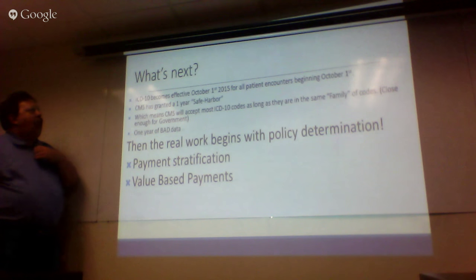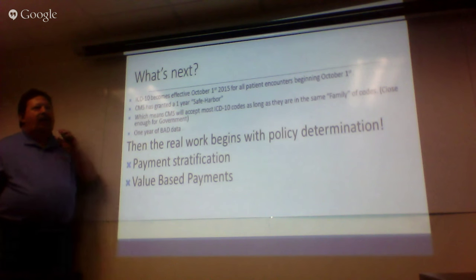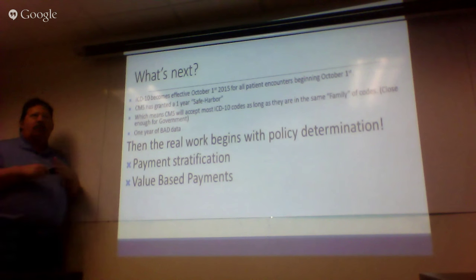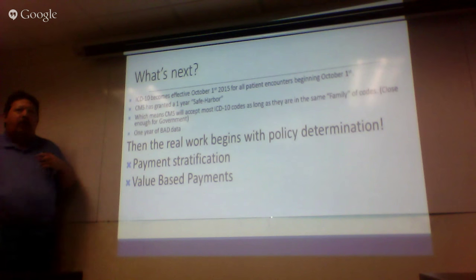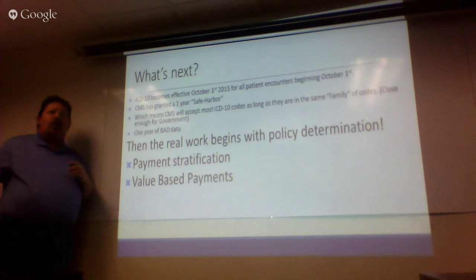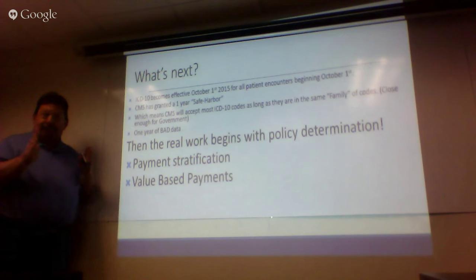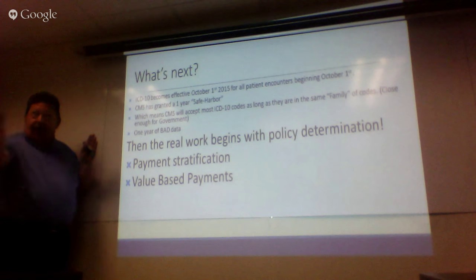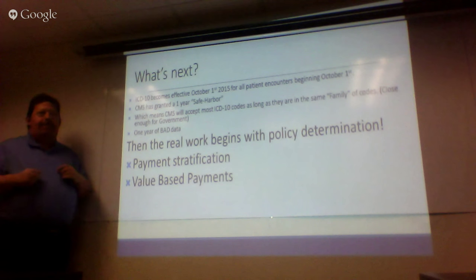So what's next? Well, October 1st, 2015, all patient encounters have to submit ICD-10 codes as of October 1st, except workers' comp. CMS, however, recently has granted what's called safe harbor. It's a get out of jail free card. CMS says, well, because you've all been belly aching for the last 3 years and you're all belly aching again, here's what we're going to do. As long as your code is close to and in the right family, that 3-digit family, if it's somewhere in there, we're going to pay the claim. So for the next year, you get a get out of jail free card.